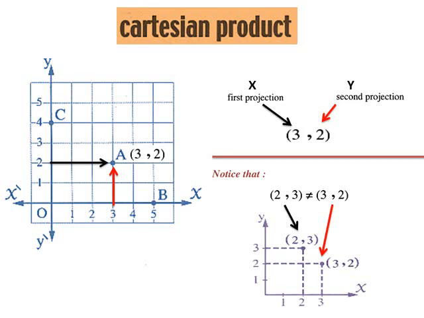Okay, so Mister, equality of 2 ordered pairs. When the 2 ordered pairs are equal, okay, 2 ordered pairs are equal if x equal x and y equal y.